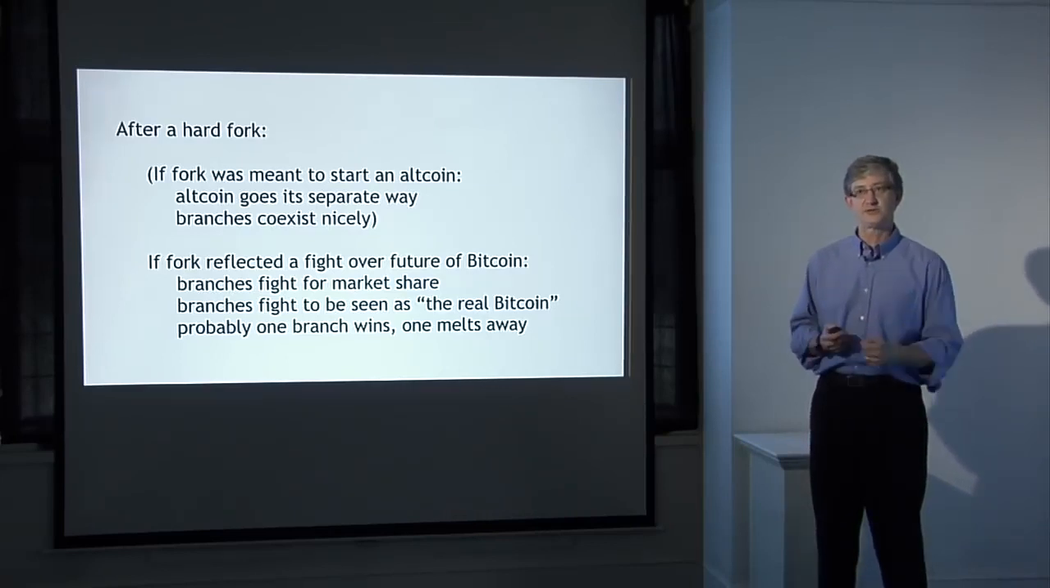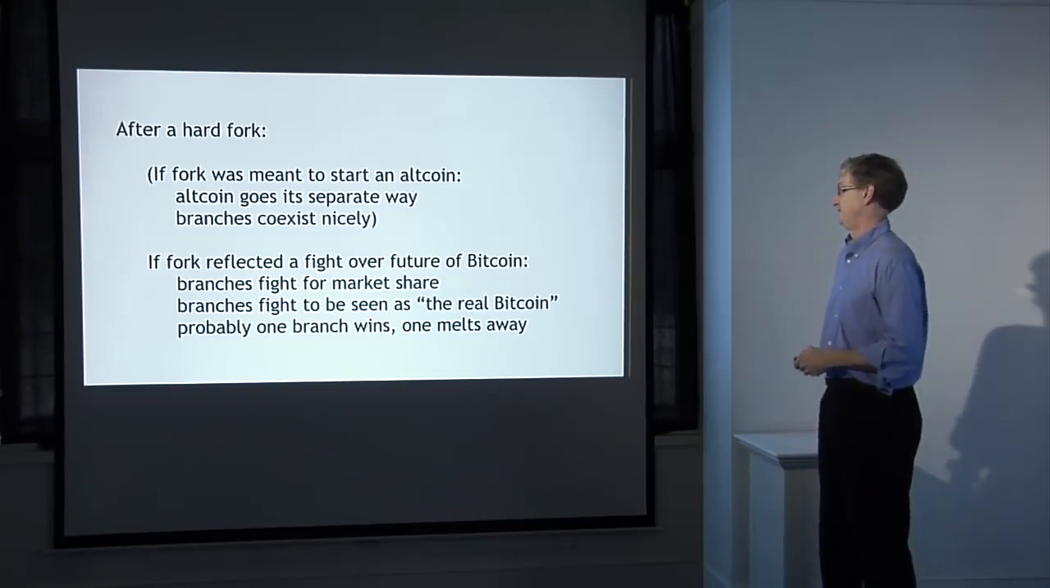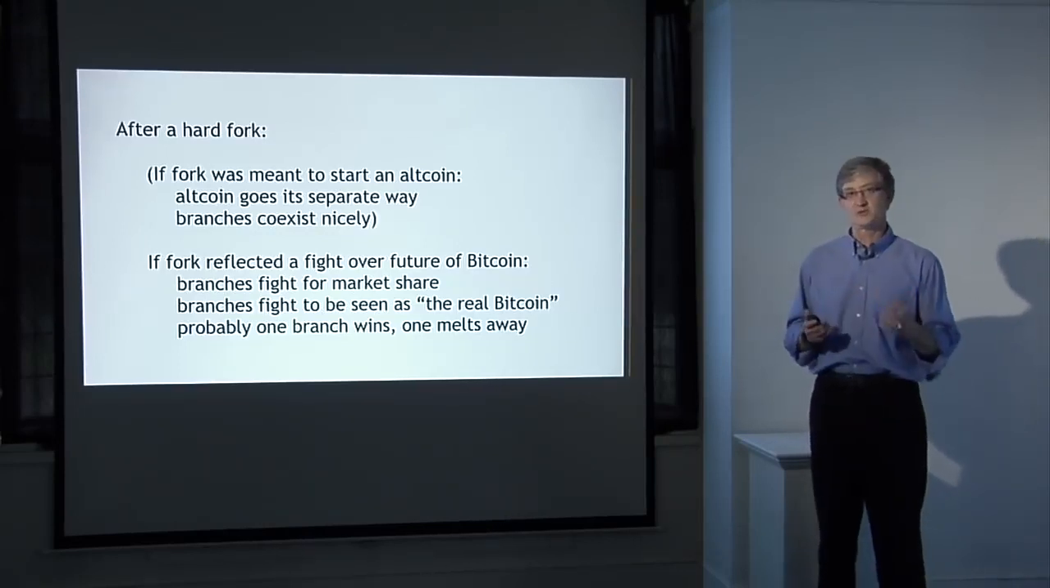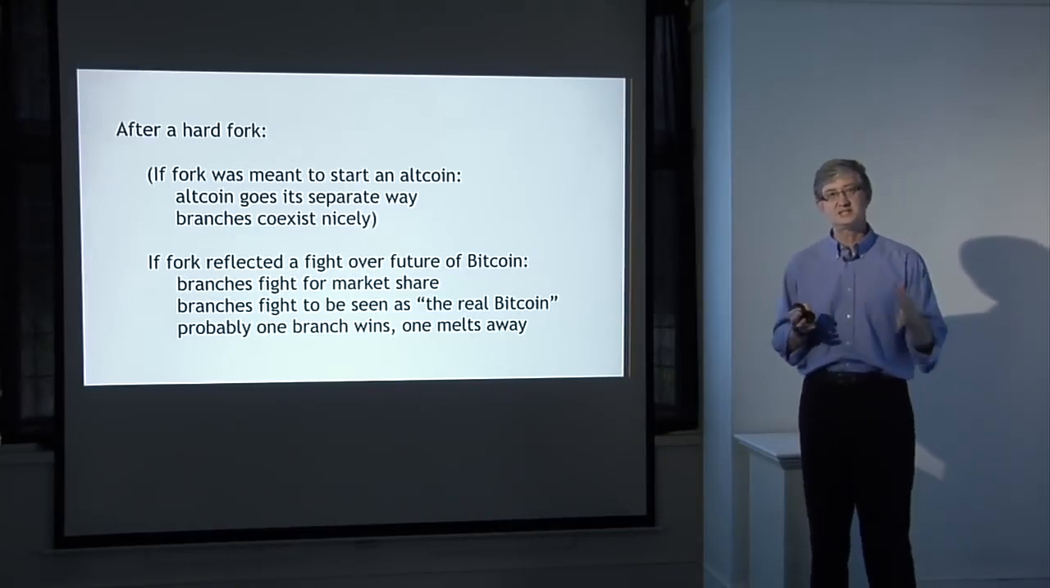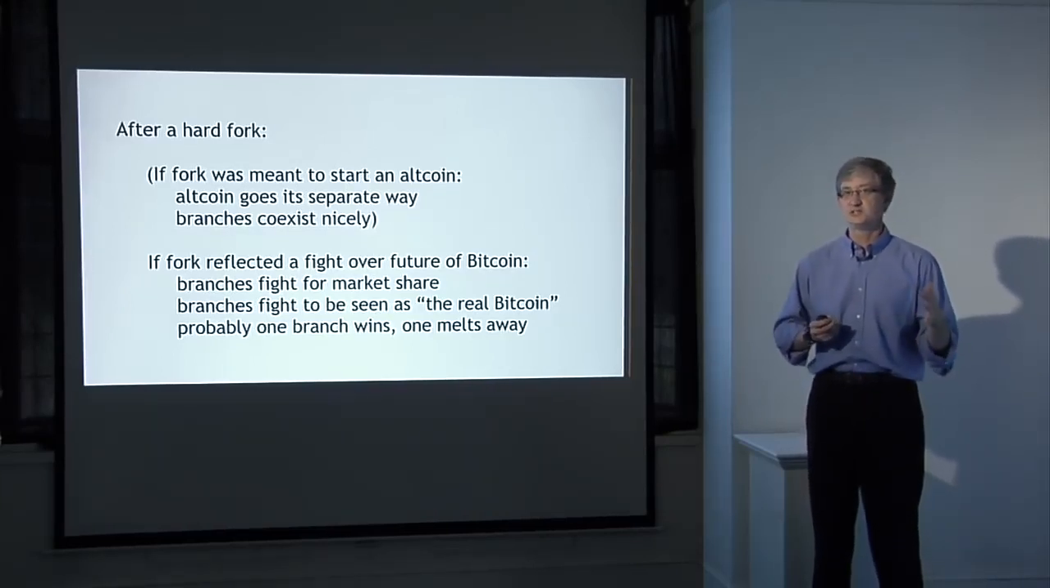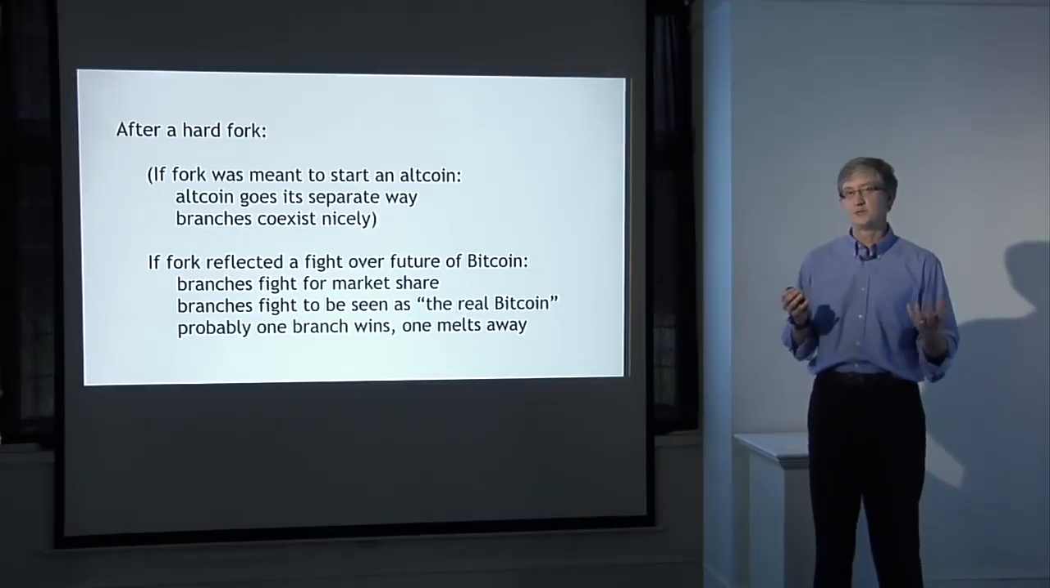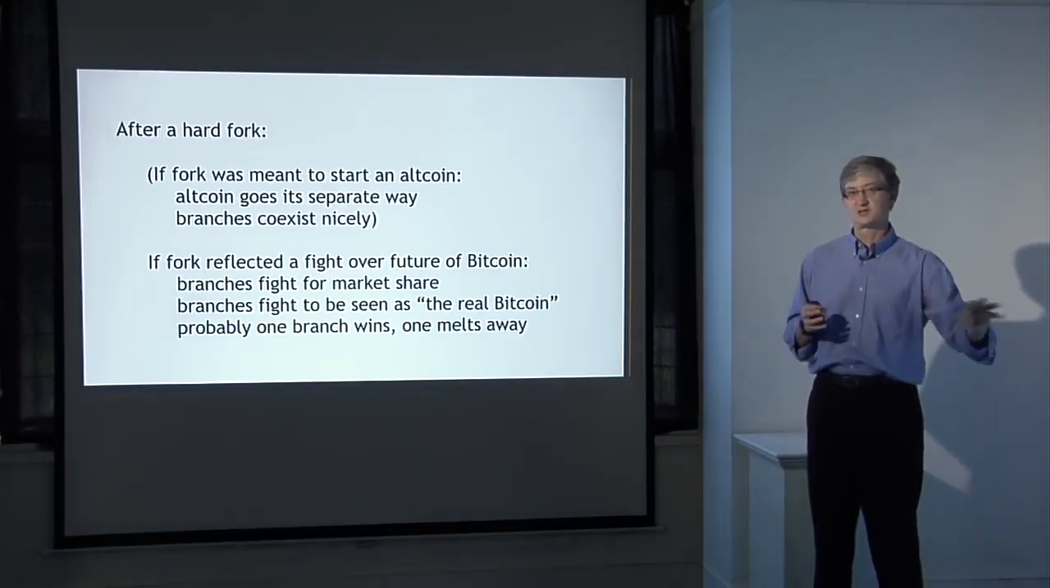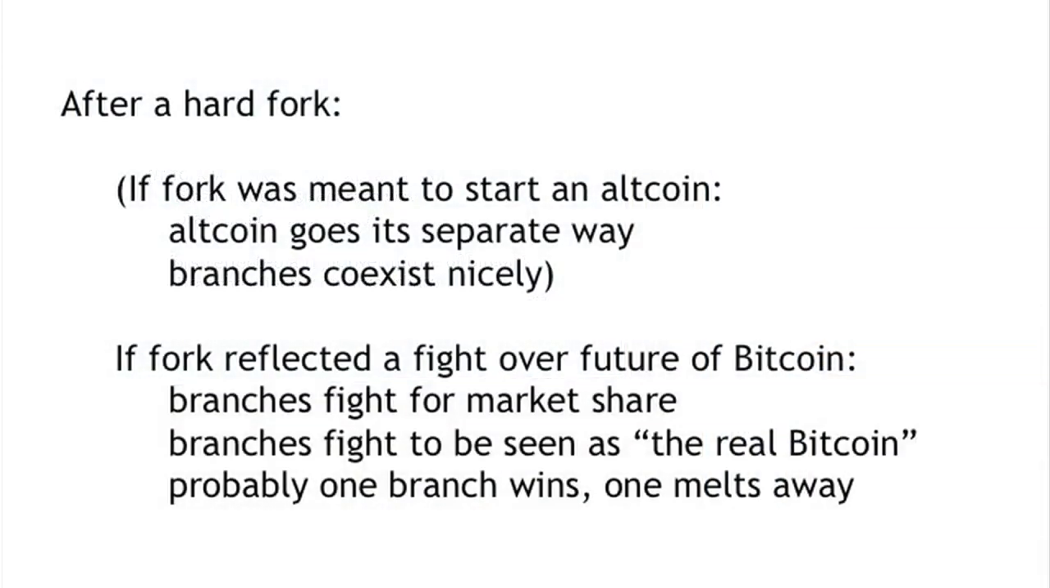Each one wants to be seen as the real thing, and the other one to be seen as the weird splinter group. Probably, eventually one branch will win and the other one will melt away. These sorts of competitions tend to tip in one direction. Once one of the two gets seen as more legitimate, gets seen as having a bigger market share, gets perceived more broadly as being the real one, the other one becomes kind of a niche currency and eventually will fall away. So this is the likely future if you had a fork that reflected a fight over the future of Bitcoin. And what this amounts to is a kind of rebellion within the Bitcoin community, where a subgroup decides to break off and say, we think we have a better idea about how this should be run, and you have a competition between the new and the old, which eventually one of them probably wins and becomes seen as the de facto new rule set and the de facto new governance structure.